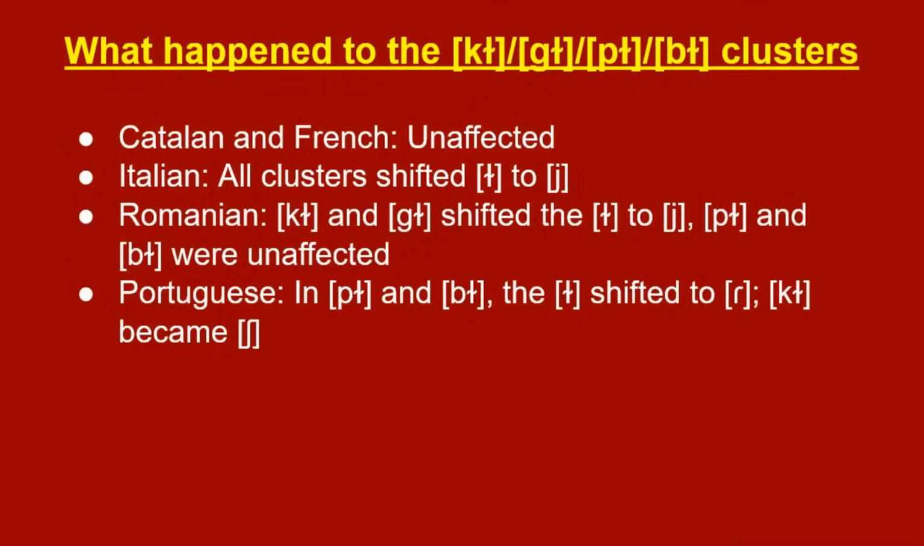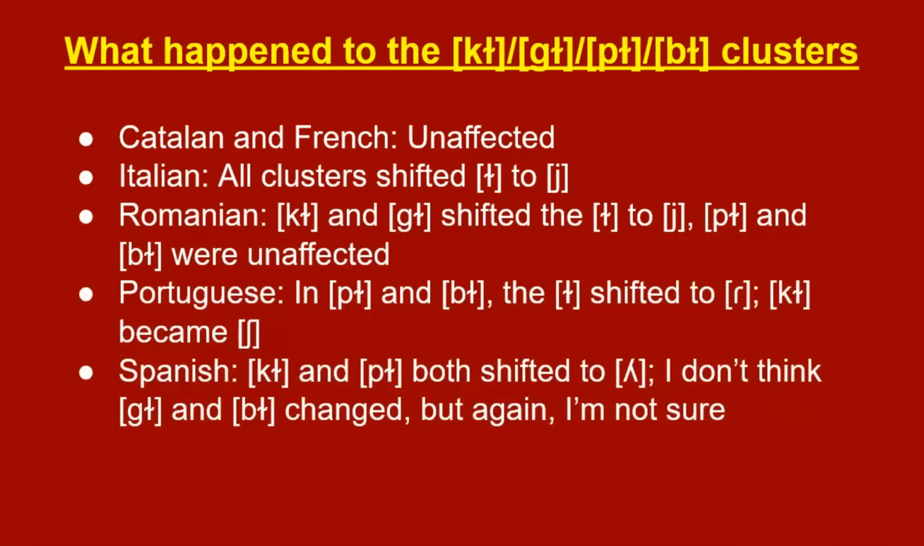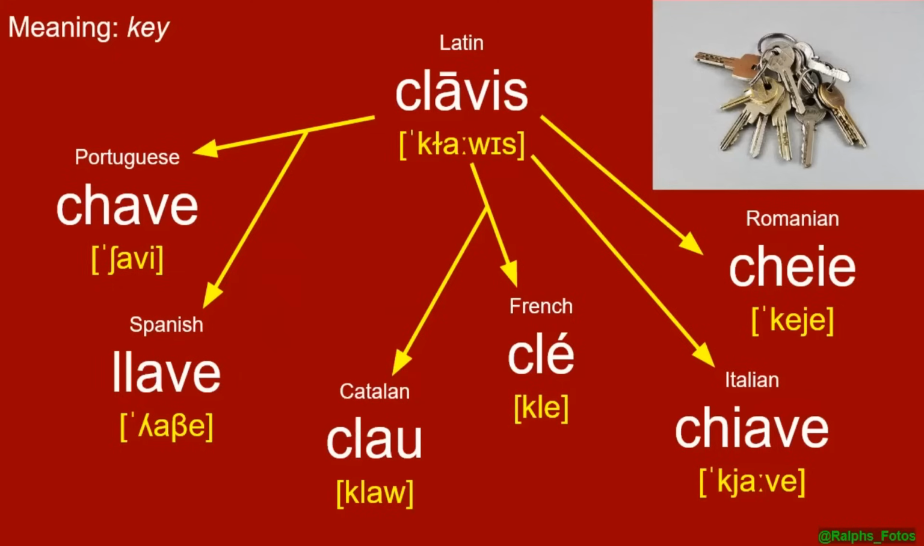Similarly in Portuguese, ple and ble became pre and bre, while kle actually became sh. I don't think gle changed in Portuguese, but you know, I can't be sure of that. Meanwhile in Spanish, at least cle and ple became ye, but cle did it more consistently. For an example that actually behaves well, there was Latin clavis, which became French clé, Catalan clau, Italian chiave, Romanian cheie, Portuguese chave, and Spanish llave.